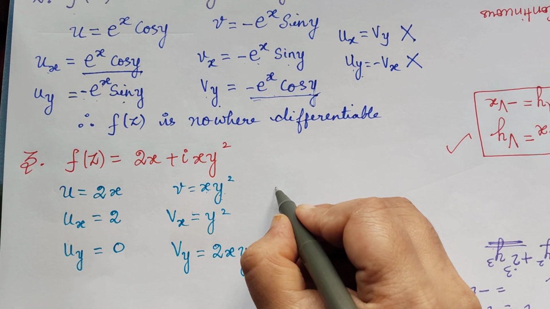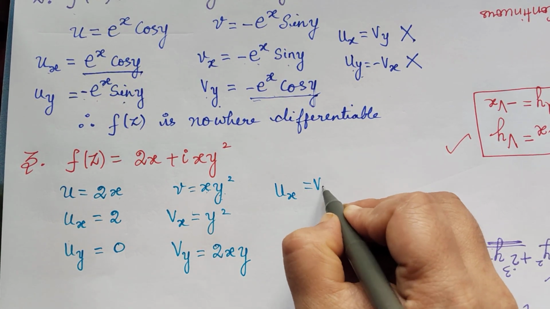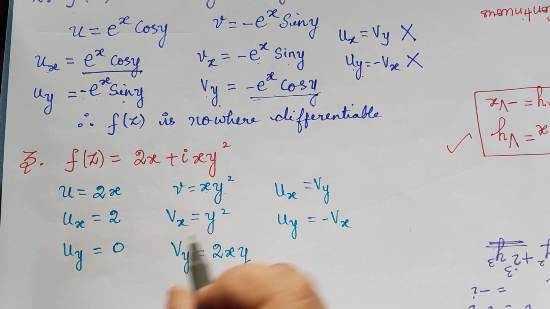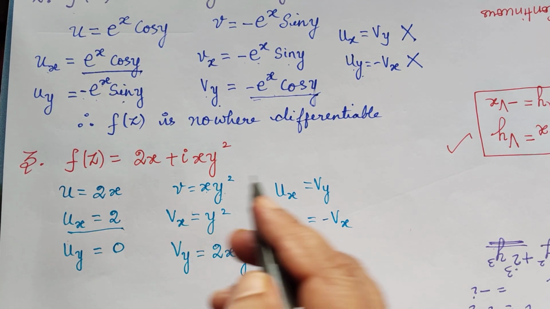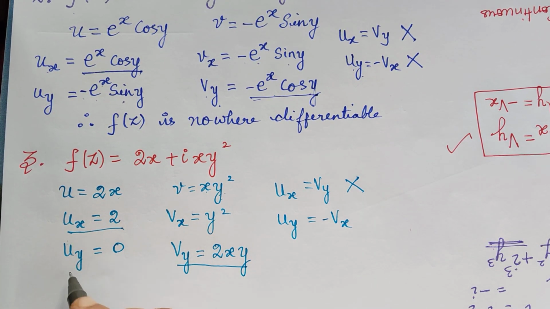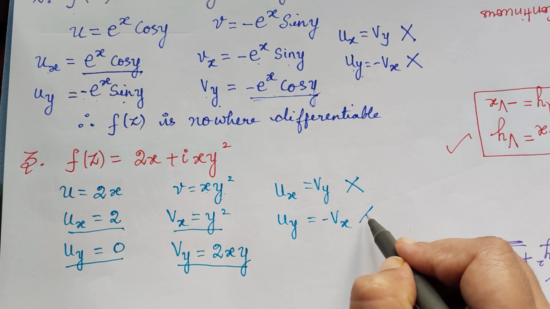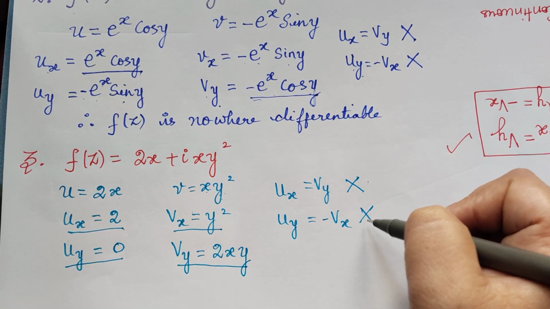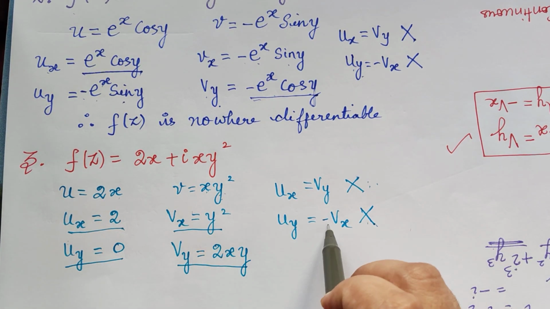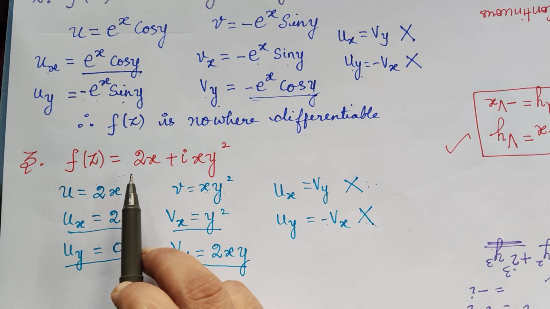We observe that. And what are the CR equations? ux must be equal to vy and uy should be equal to minus vx. Let us check that. ux is 2 over here, vy is 2xy. The first condition is not satisfied. Similarly, uy is 0 and vx is y square. This condition is also not satisfied. Even if one of the conditions is not satisfied, the function has failed to satisfy the CR equations. Therefore, the function is said to be nowhere differentiable.